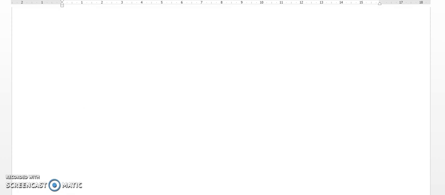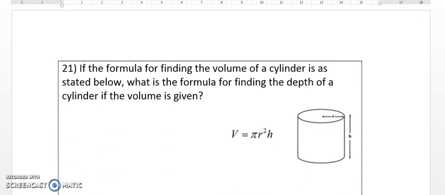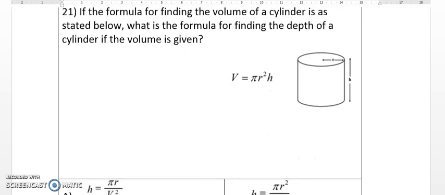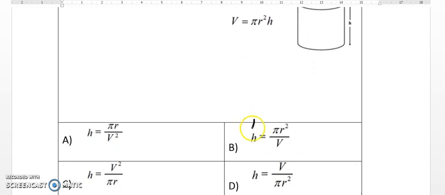Now next question. Okay, this one is something which I've gone through a couple of times. If the formula for finding the volume of a cylinder is as stated below, what is the formula for finding the depth of a cylinder if the volume is given? Step 1, look at the options first. All options here have H.